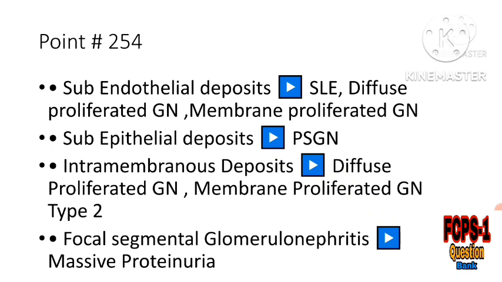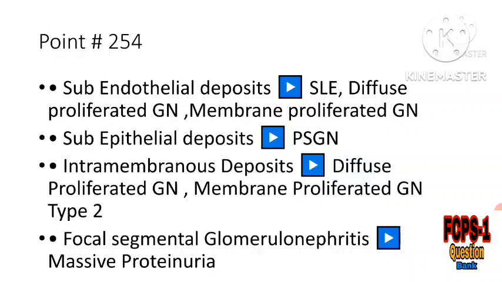Next, subendothelial deposits are present in SLE, diffuse proliferative glomerulonephritis, and membranoproliferative glomerulonephritis. And subepithelial deposit is diagnostic for PSGN, post-streptococcal glomerulonephritis. And intramembranous deposits are present in diffuse proliferative glomerulonephritis and membranoproliferative glomerulonephritis, and focal segmental glomerulonephritis, that is FSGN. In FSGN, there is massive proteinuria. So remember and realize these types having subendothelial deposit, subepithelial deposit, and intramembranous deposit.